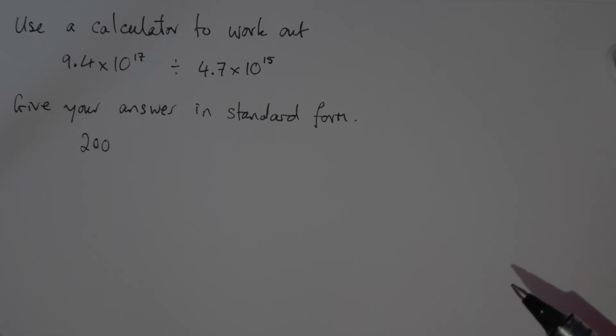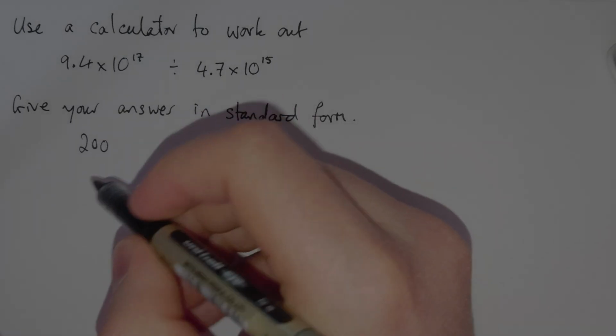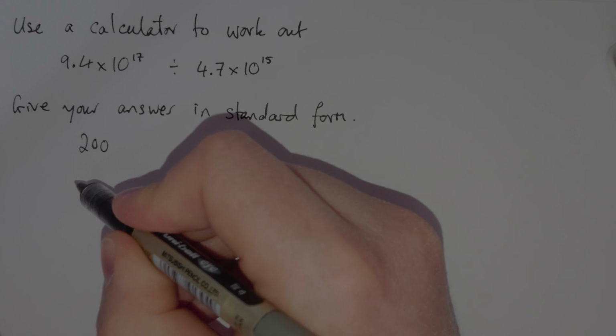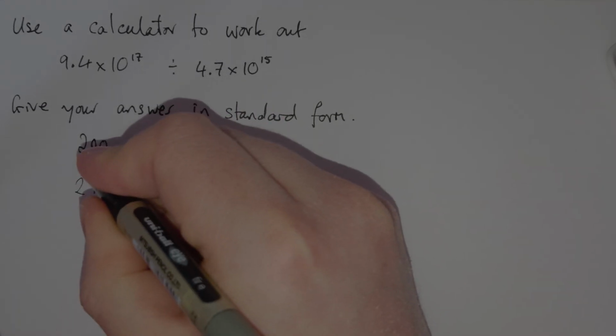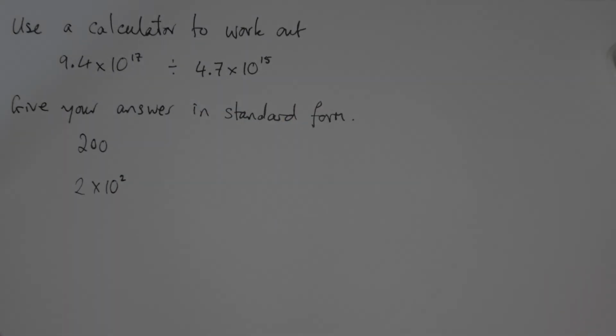This is not in standard form. The number 200 is correct, but it's an ordinary number. I need to write this in standard form. So as a number between 1 and 10, that's 2. And I'd have to move the decimal point 2 places. So 200 is 2 times 10 squared, or 2 times 10 to the 2, when written in standard form.